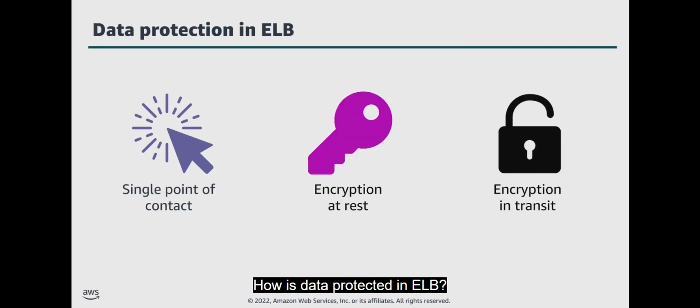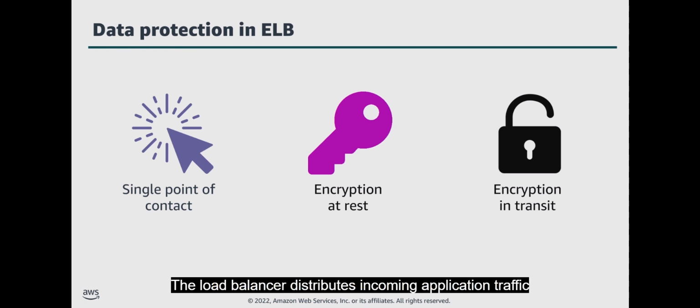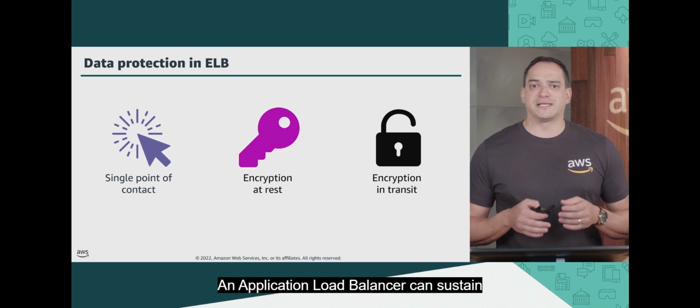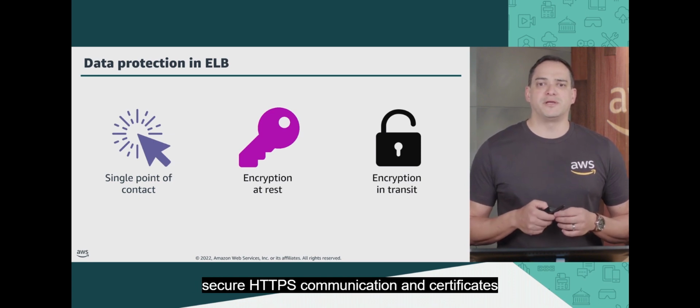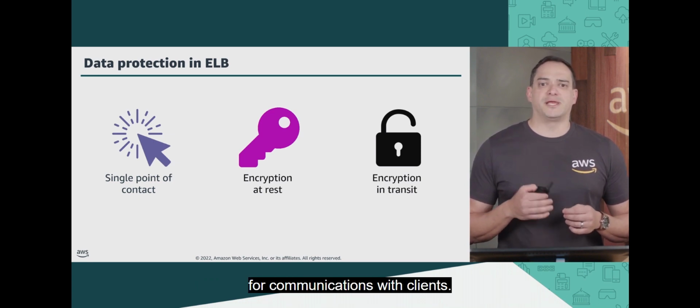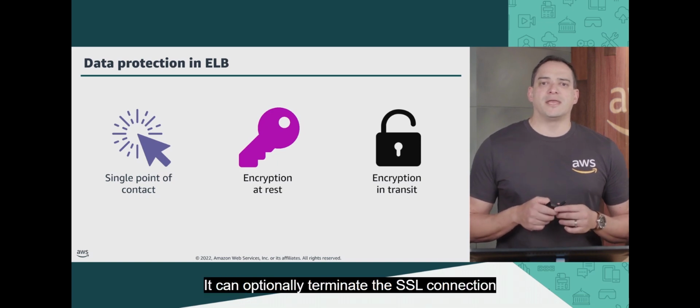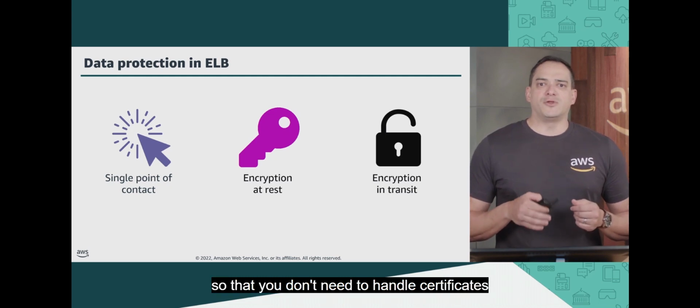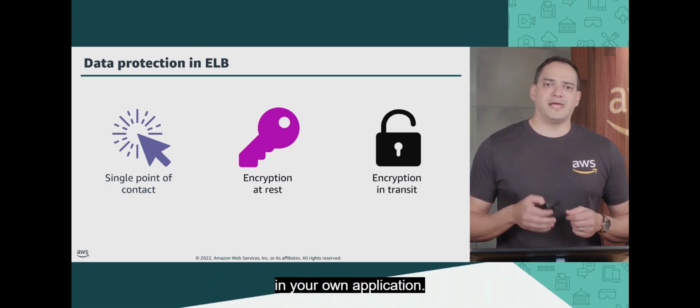How is data protected in ELB? First, a load balancer serves as the single point of contact for clients. The load balancer distributes incoming application traffic across multiple targets in multiple availability zones. This increases the availability of your application. An application load balancer can sustain secure HTTPS communication and certificates for communications with clients. You can optionally terminate the SSL connection at the load balancer level so that you don't need to handle certificates in your own application.